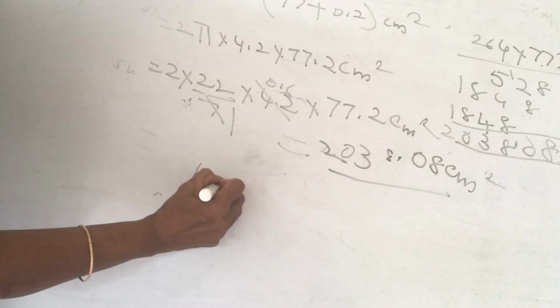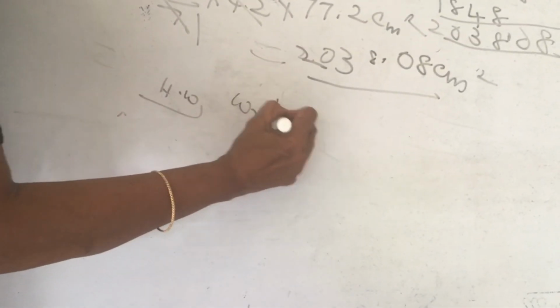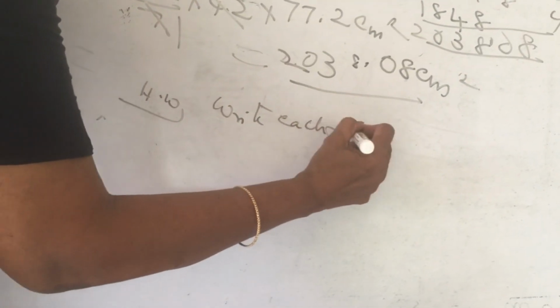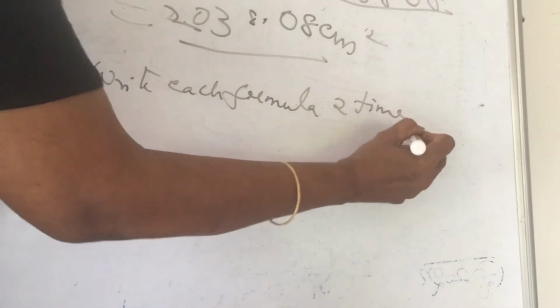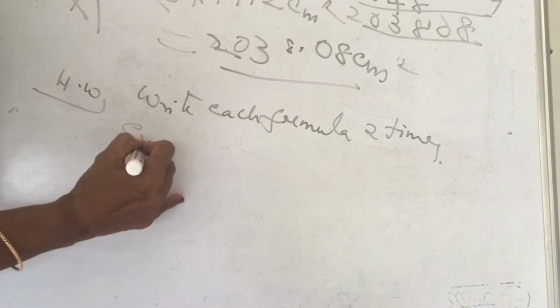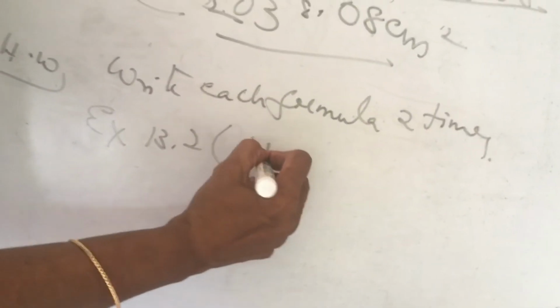Homework. Write each formula 2 times. Exercise 13.2, 1 to 3.